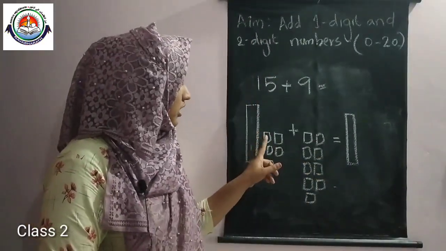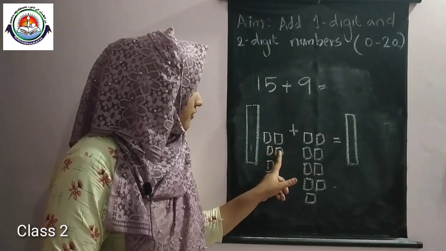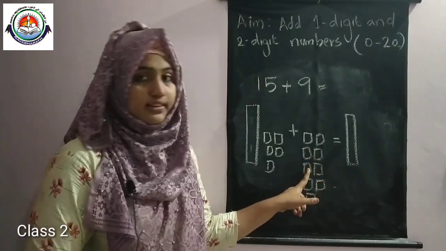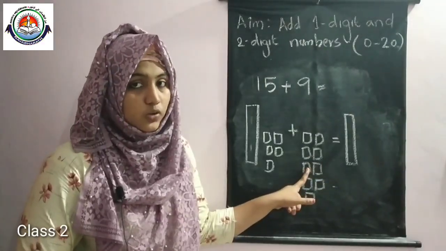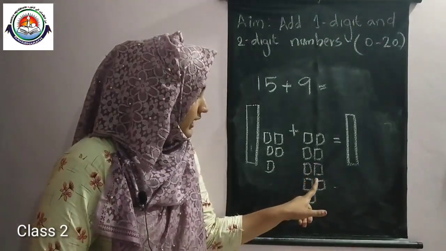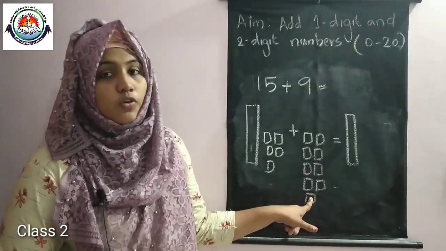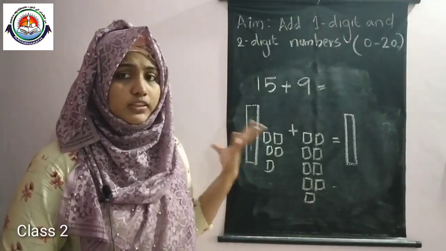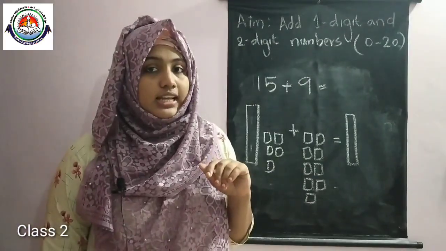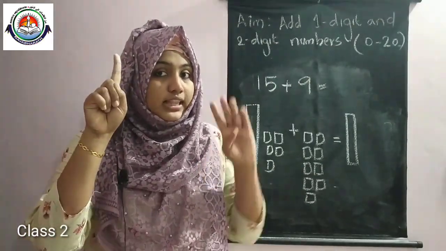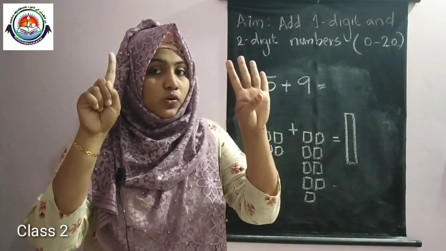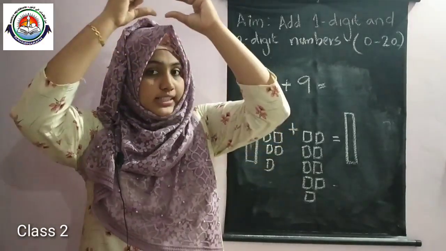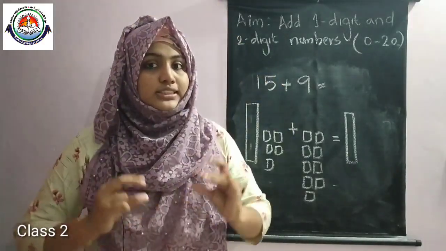Then how many ones blocks? 1, 2, 3, 4, 5, 6, 7, 8, 9, 10. Here 10 ones, then 11, 12, 13, 14. 14 ones blocks. How can we draw 14 ones blocks? We can draw 14 like drawing 1 tens block, then 4 ones blocks. So we can put all these 10 ones blocks together and we will get 1 tens block.